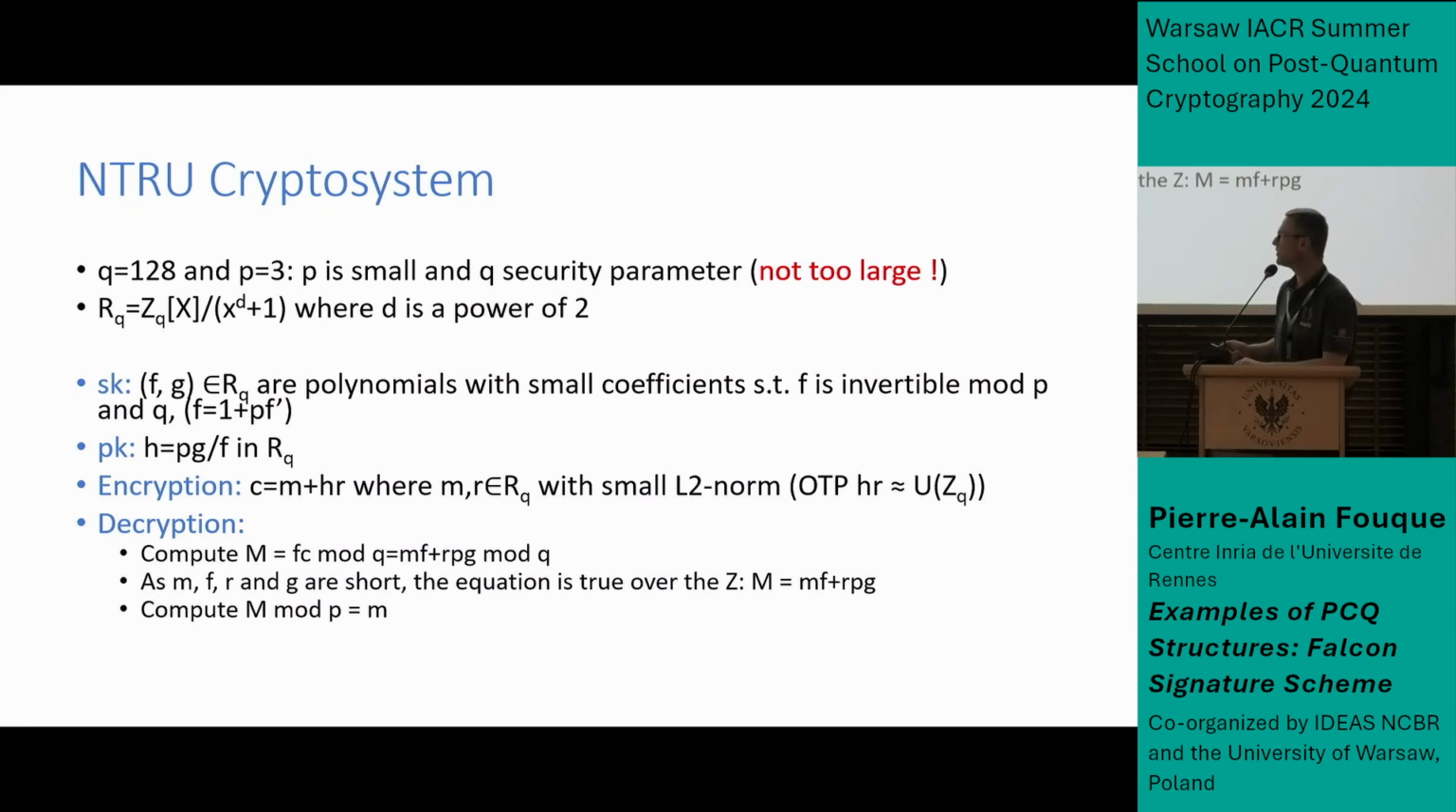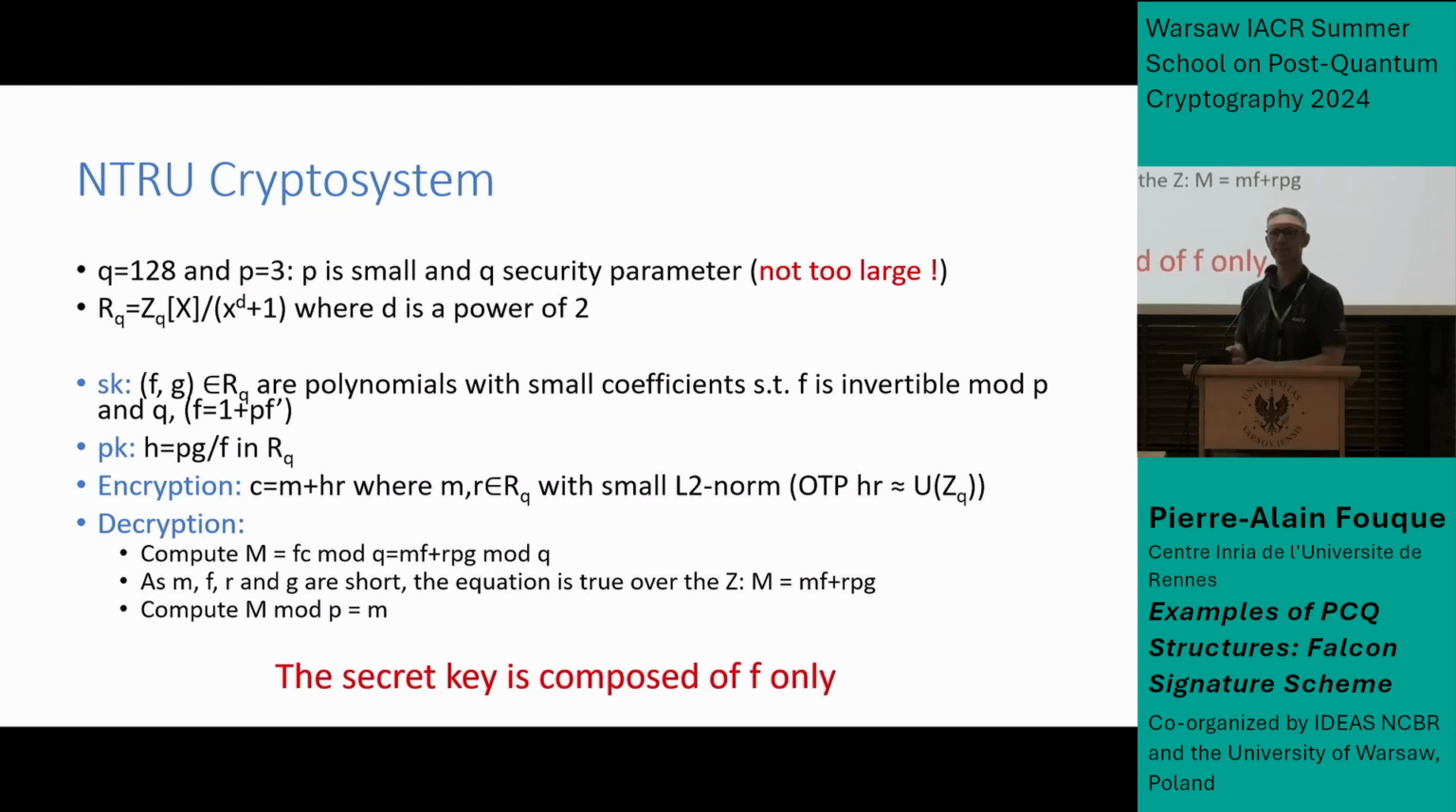Okay, so this is a very beautiful scheme, and the difference between NTRU and what we will look at is that for NTRU, the secret key can be reduced only to the small polynomial f, because it's only what you need in order to decrypt. Okay?